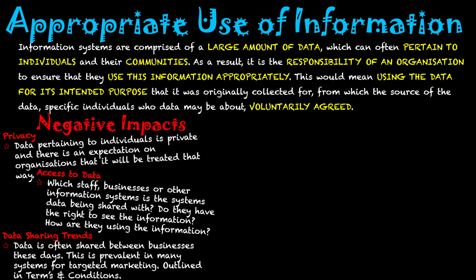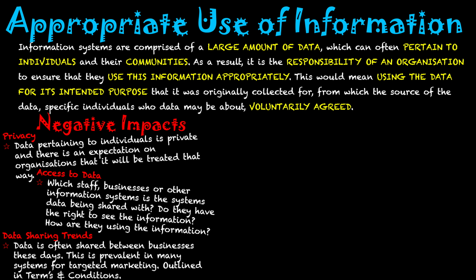Okay, and that is because there's a lot of fine print and they're very long, and we really want to use that system. Okay, but yes, certain outlets do have it in there that this data will be used for marketing purposes. Okay, and then once we click agree, that's it. The data we gave them is going to be shared around. So that's something we do need to be aware of as one of the negative impacts in relation to the appropriate use of information.